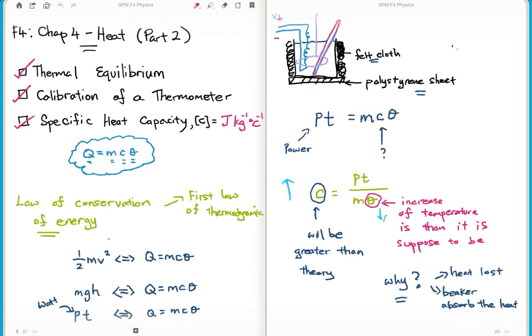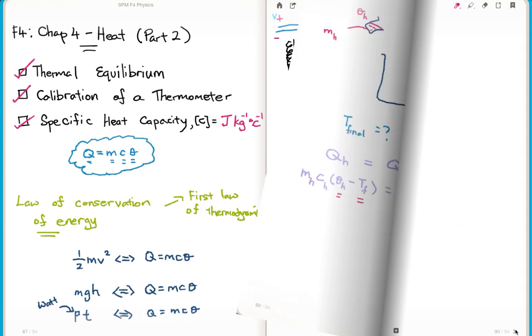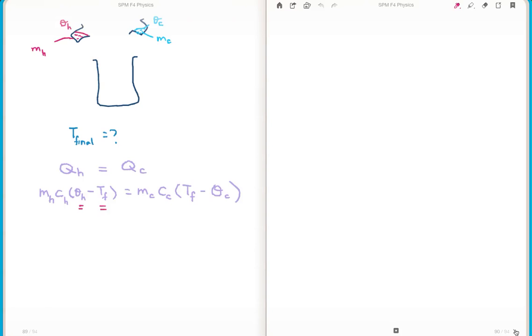The same is true for mgh, upstream, downstream. How far up, mgh, h in meters, m is in kg, c is a constant, theta is the change of temperature. So this is basically how you want to make use of the first law of thermodynamics.